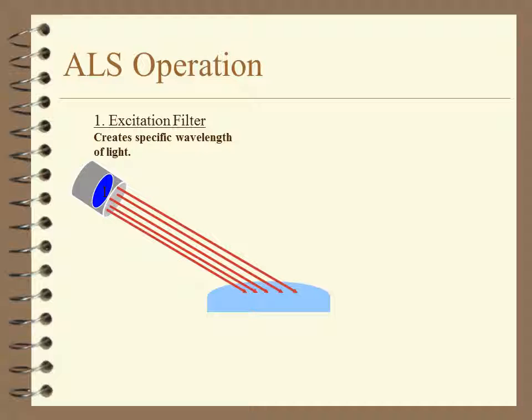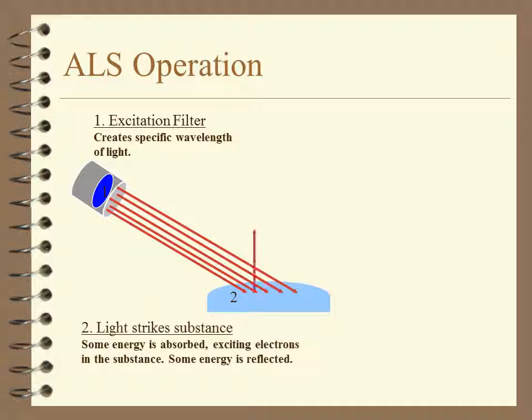Now let's take a look at how an alternate light source works. First off, there's usually a source of light. Oftentimes it could be a tungsten or a halide light source. An excitation filter is placed in front of this light, which filters all but a specific wavelength of light. After that, the light strikes the surface. Some energy is absorbed by the surface, and electrons become excited and they start to glow. Meanwhile, other energy is reflected.